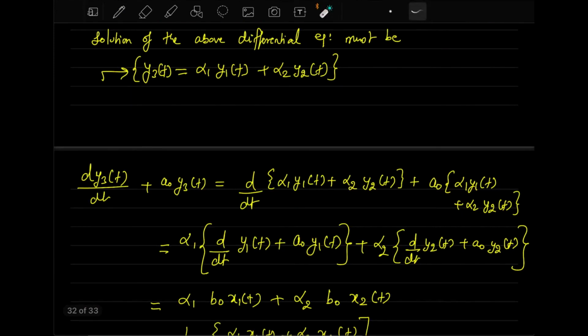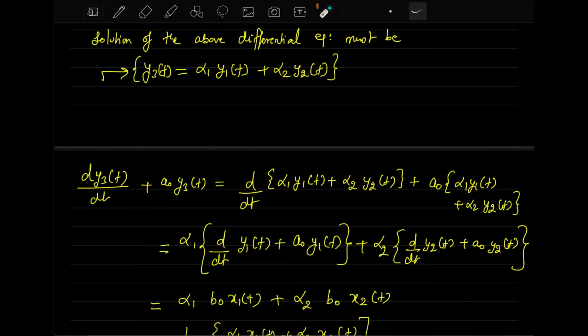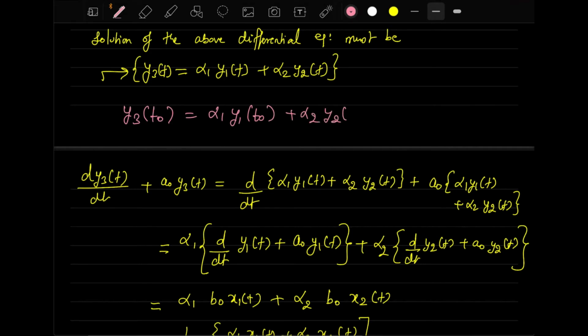So this is the general equation for any time t. If I want to write it for the initial condition where the capacitor is initially charged, then I will write it like this: y3 at time t0 equals alpha 1 y1 at time t0 plus alpha 2 y2 at time t0. I will write something like this because of the initial condition situation where your capacitor is initially charged to V0.